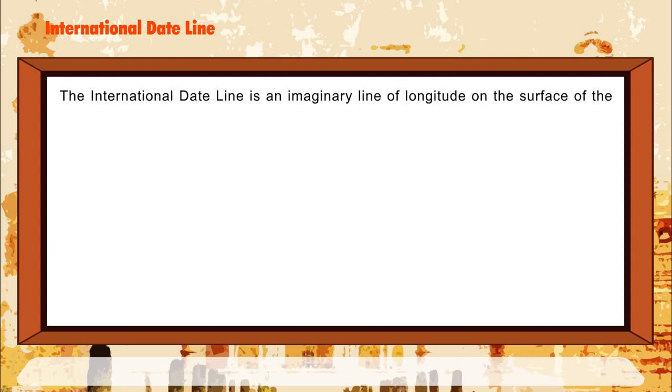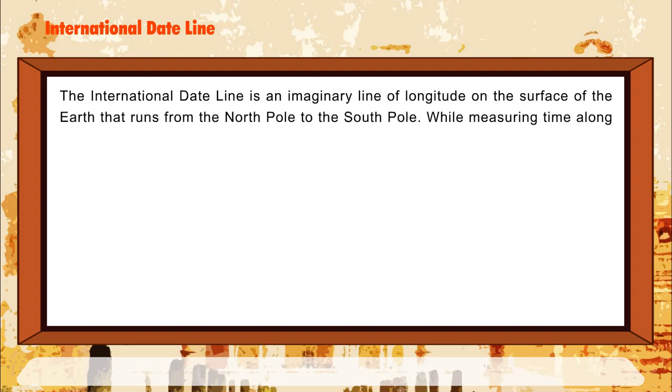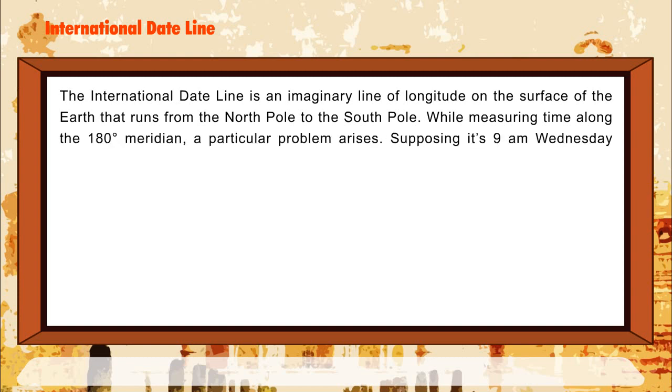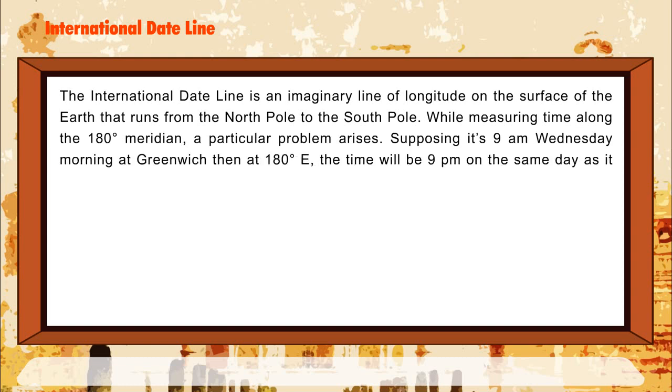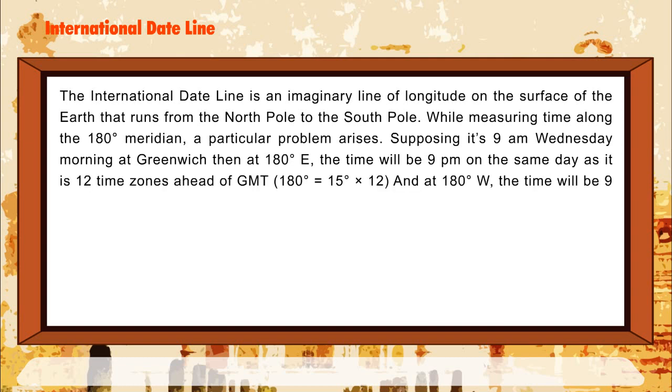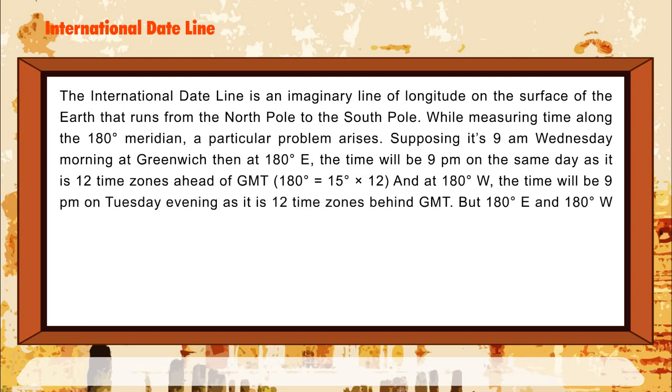International Dateline. The International Dateline is an imaginary line of longitude on the surface of the Earth that runs from the North Pole to the South Pole. While measuring time along the 180 degrees meridian, a particular problem arises. Supposing it's 9 a.m. Wednesday morning at Greenwich, then at 180 degrees E, the time will be 9 p.m. on the same day, as it is 12 time zones ahead of GMT. 180 degrees equals 15 degrees times 12, and at 180 degrees W, the time will be 9 p.m. on Tuesday evening, as it is 12 time zones behind GMT.